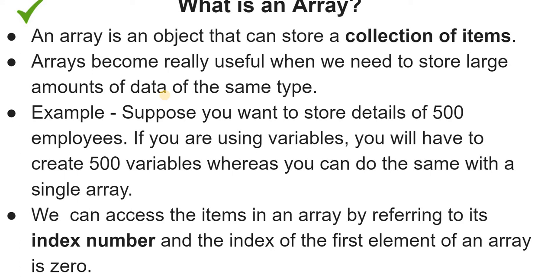We can access the items in an array by referring to its index number, and the index of the first element of an array is 0. We saw 0, 1, 2, 3, 4, 5; those are the index numbers. So 0 is the starting index number. It's not 1, it's 0. Remember it, it's a main point.